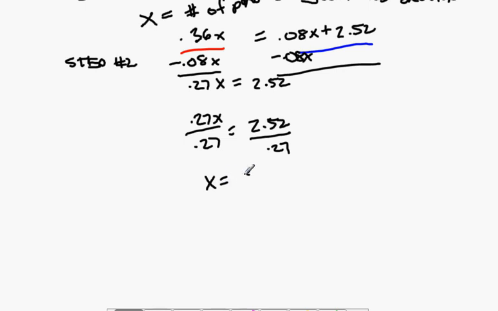So we have x is equal to 9 1/3, and seeing as how you can't have a third, we're going to probably go to the next one up. So x is approximately 10 photos.